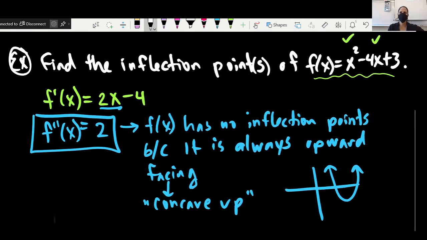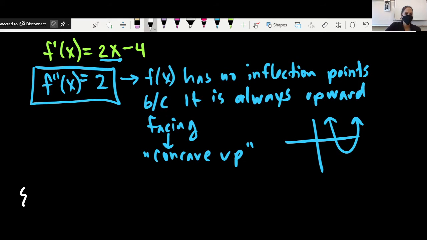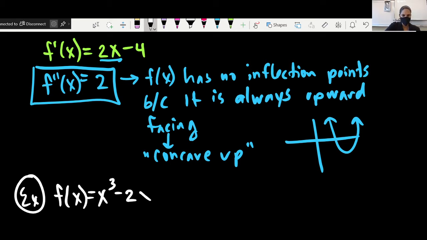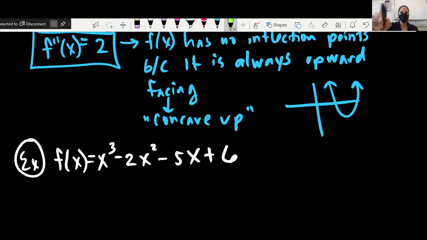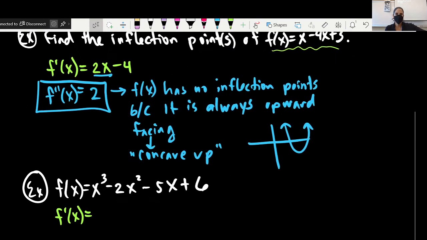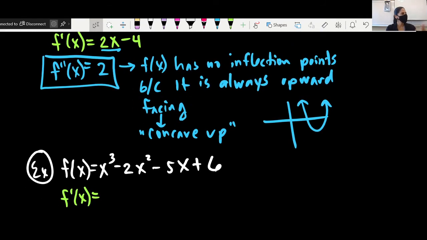Let's try another one because it really depends on what is going on in the function. So we want to do the same thing, but this time we'll work with f of x equals x cubed minus 2x squared minus 5x plus 6. We want to take the first derivative, so we're following the same pattern. Maybe I'll even show the last one so we can get into the habit and notice that pattern and use that to help us.